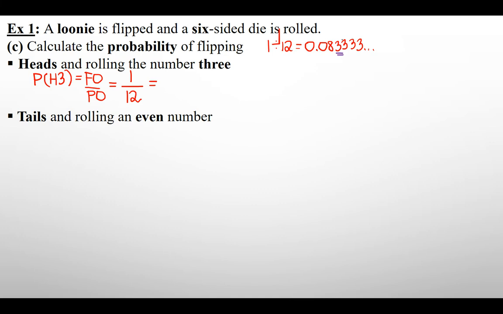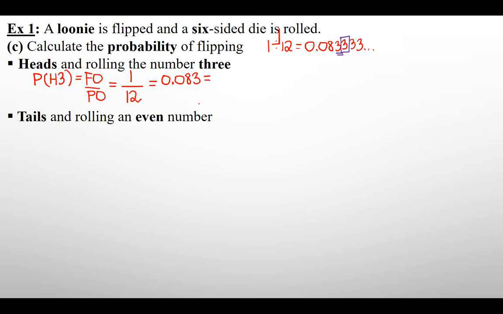However, to round it correctly, you need to look at what the following digit is. So the following digit after the 3 is a 3. If the following digit is a 0 through a 4, you don't round this number up. If the following digit is a 5 through a 9, you just round it up by 1. Since the following digit's a 3, we don't do anything right here. So I would actually just write this as 0.083.